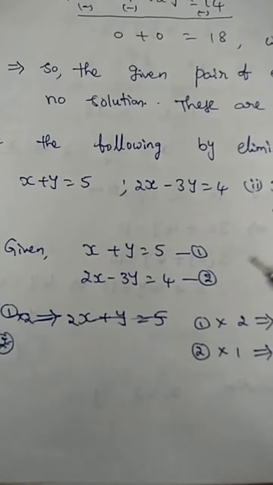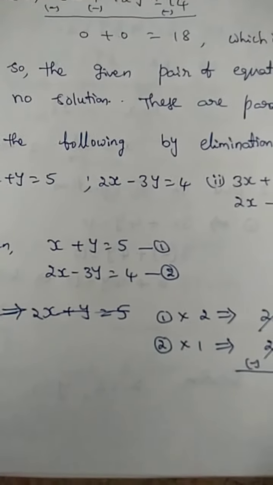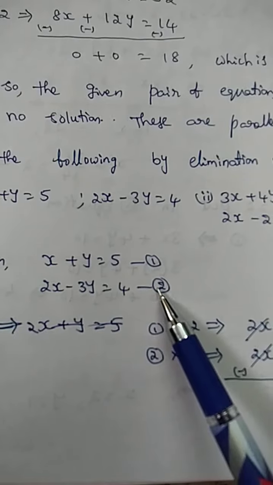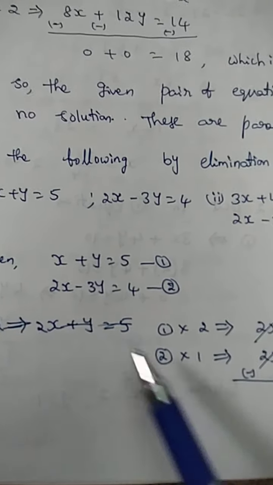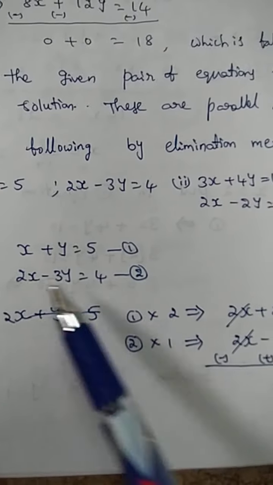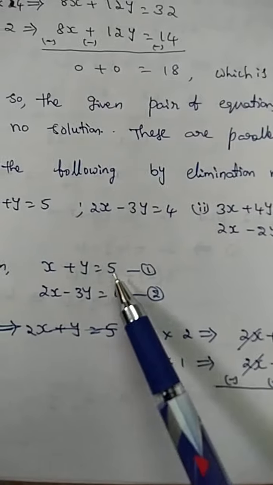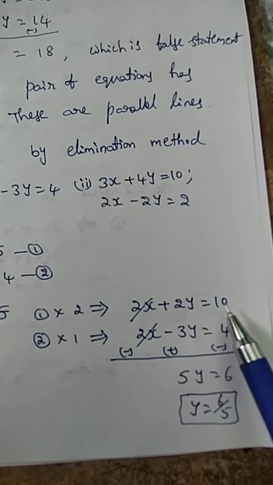To equalize, the coefficients of any one of the variables must be equal. Here also we will equalize the x coefficient. The first equation is totally multiplied with the second equation's x coefficient. What is the second equation's x coefficient? 2. So 1 into 2 is 2, 2 into x is 2x, 2 into y is 2y, 2 into 5 is 10. The first equation is changed to 2x plus 2y is equal to 10.